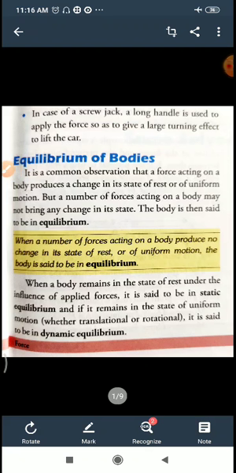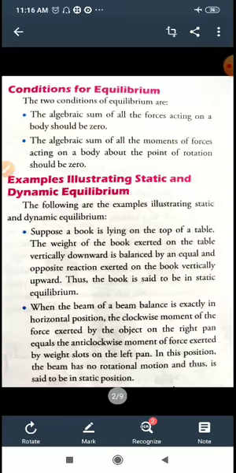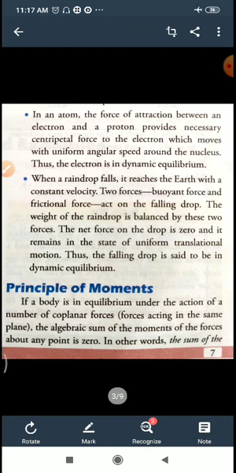Last class we discussed the equilibrium of bodies, that is, what equilibrium is, the types of equilibrium, and the conditions for equilibrium. We also discussed some examples related to static and dynamic equilibrium. Today we will discuss the principle of moments and different types of couples.